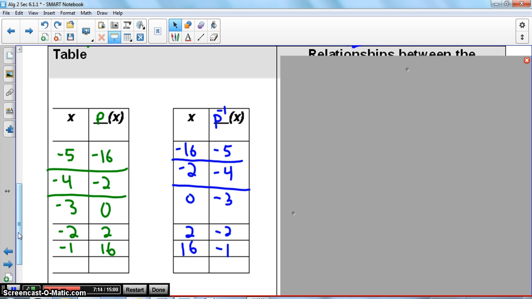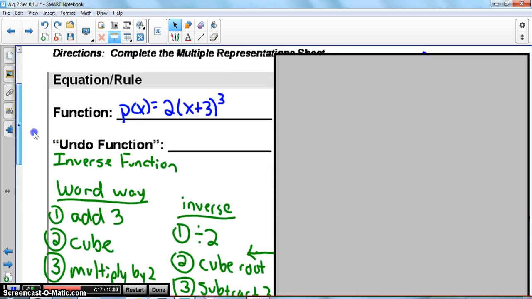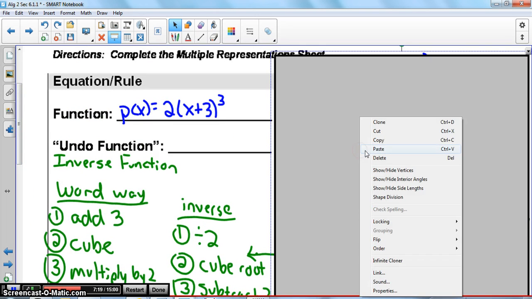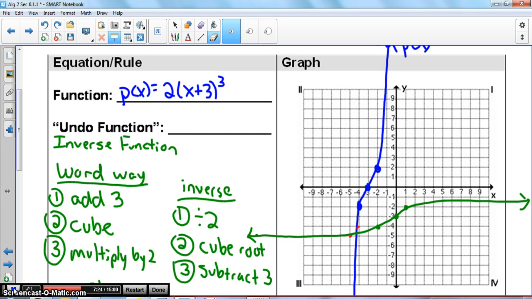Alright, welcome back. Hopefully your graph looks something like mine. Our original p of x looks like this, and the green is the inverse. So you can see, although the -16 and +16 didn't fit and we didn't graph them, it gave us an idea of how the graphs are going to be shaped. So for yours, when you do them on your own, just graph what fits.